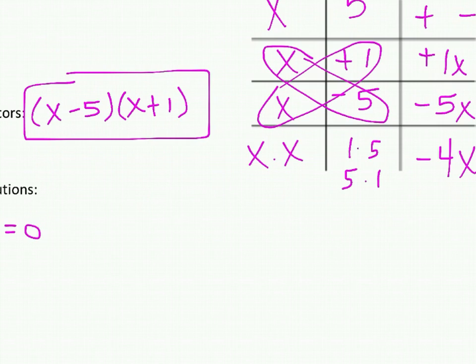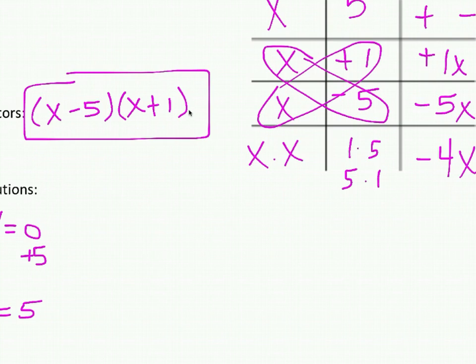To get rid of a minus 5, I add 5 to both sides. So I have x is equal to 0 plus 5, which is 5. So I know it's going to touch the x-axis at 5. All right, let's find my other one.